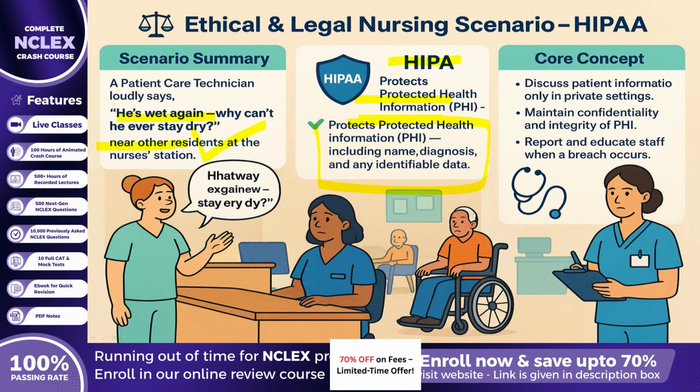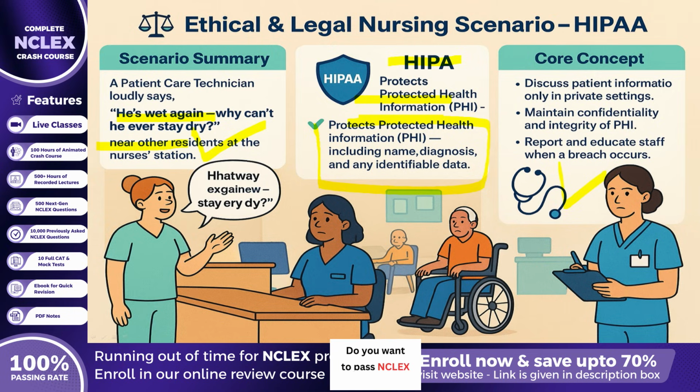Furthermore, HIPAA mandates that all healthcare workers, whether licensed or unlicensed, handle patient information with utmost discretion. This means that discussions about patient conditions, diagnoses, or care must always occur in private areas, away from public or semi-public spaces. Therefore, upon noticing this violation, the nurse must act immediately by educating the PCT about confidentiality standards, reinforcing the professional code of conduct, and documenting and reporting the incident according to facility policy. This prompt action maintains patient trust, upholds legal compliance, and promotes a culture of accountability within the healthcare team.